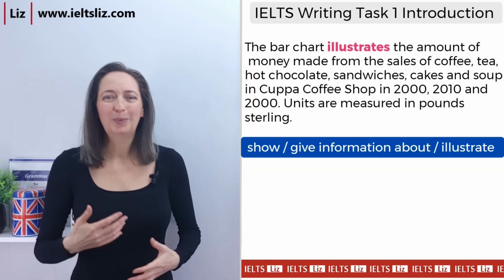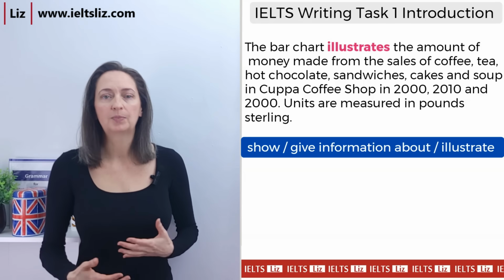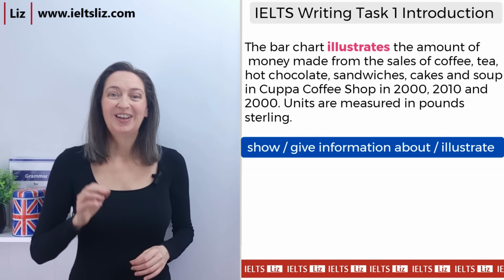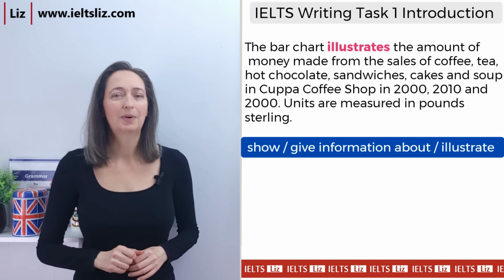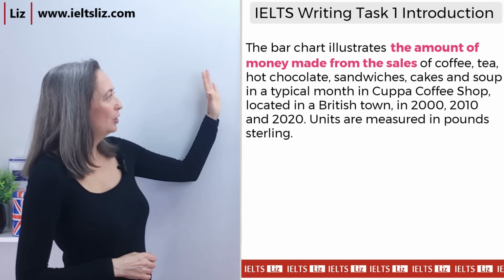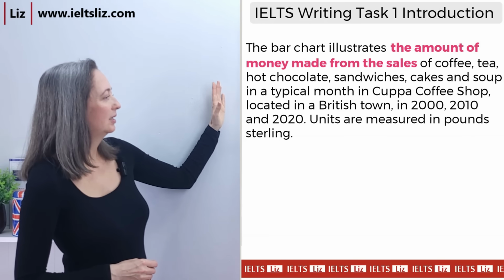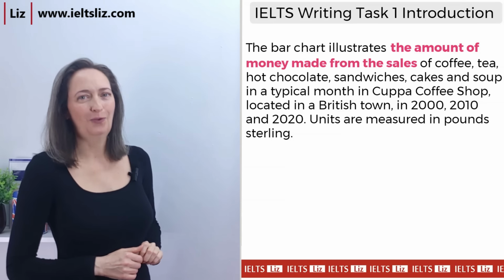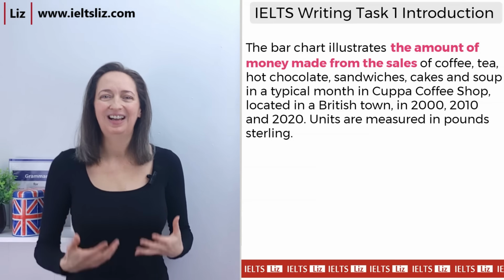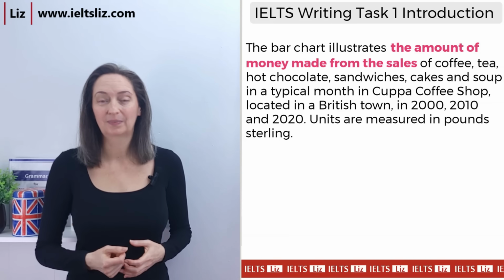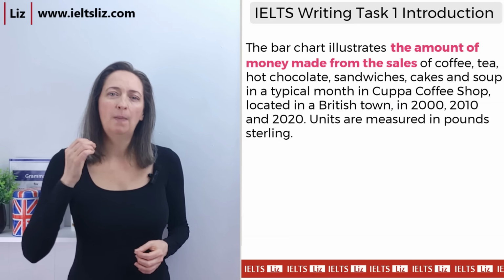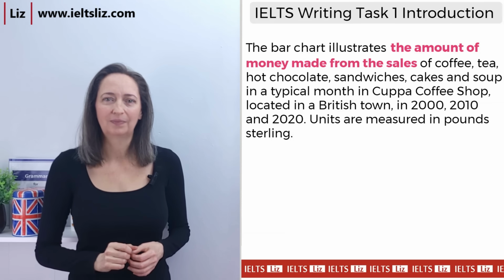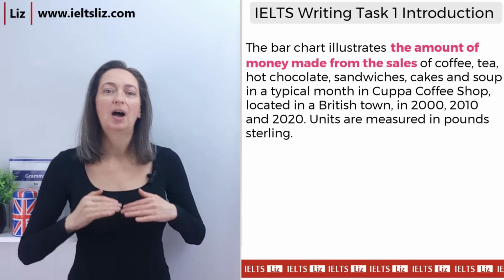And I know that you're probably going to find examples of other verbs that are used online, but really, you don't need any more. Learn those three, it's all you need for a band score 9. Now, the real change that's come about here is actually, with the information, the amount of money made from the sales, because that's actually what the bar chart is about. Now, a higher band score is when you are more precise. You're giving clearer information. That's what takes your band score up.